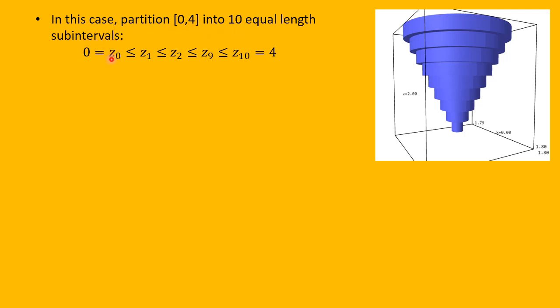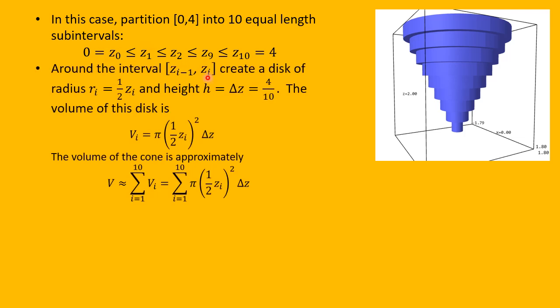0 is equal to z0, which is less than or equal to z1, which is less than or equal to z2, all the way through z9, which is less than or equal to z sub 10, which equals 4. So around that ith subinterval, z sub i minus 1 to z sub i, we'll create one disk. And that disk will have radius r sub i equals 1/2 z sub i, and the height, delta z, will be 4/10. Let's see why that's going to be the case for these two.